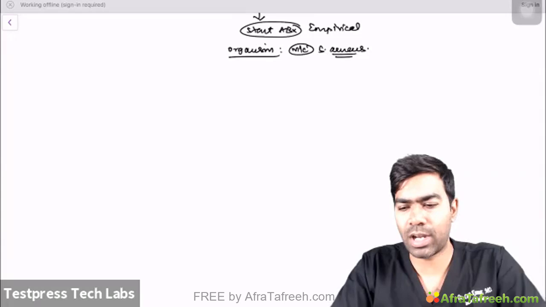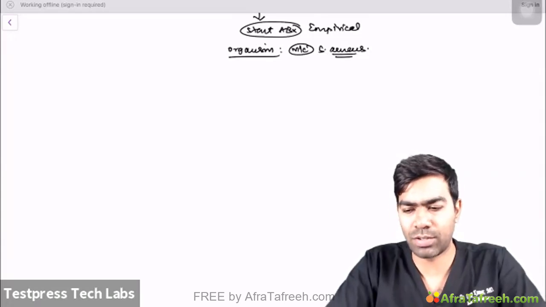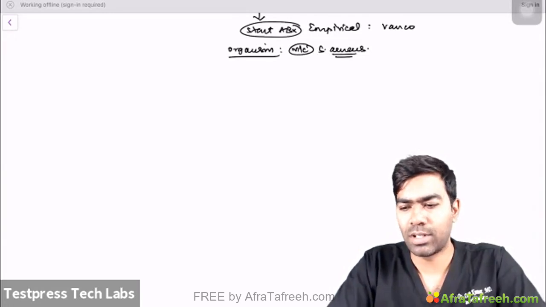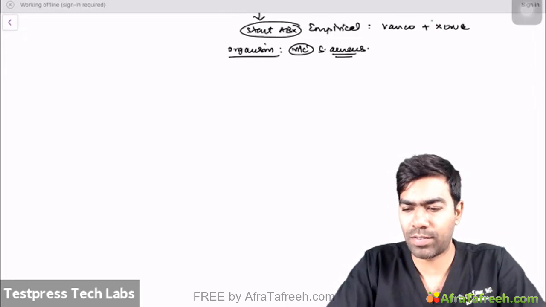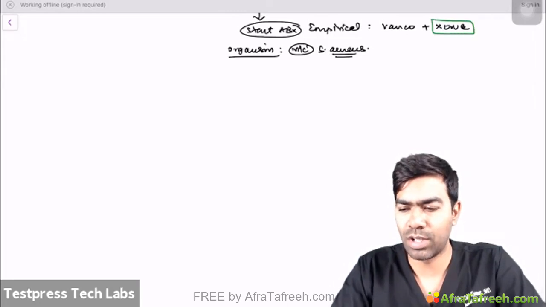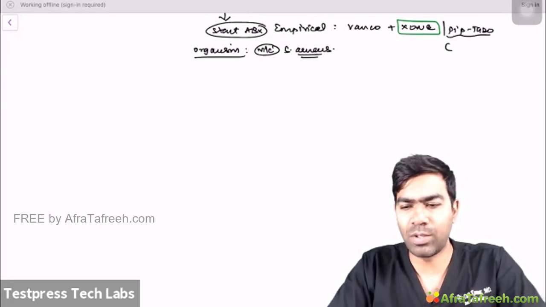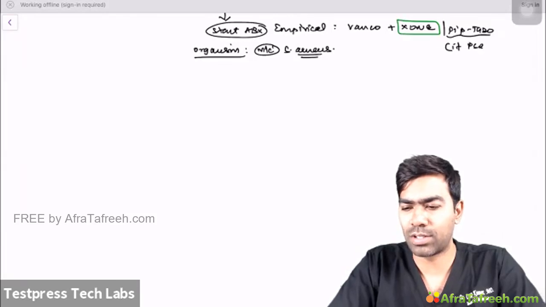At the same time, you can have gram-negative bacteria also. So that is the reason why empirical treatment usually will include vancomycin, plus we'll use a ceftriaxone very commonly. Ceftriaxone is the one that will be very commonly used. Or an alternative to ceftriaxone will be piperacillin tazobactam. Piperacillin tazobactam can be used in case you suspect a Pseudomonas.